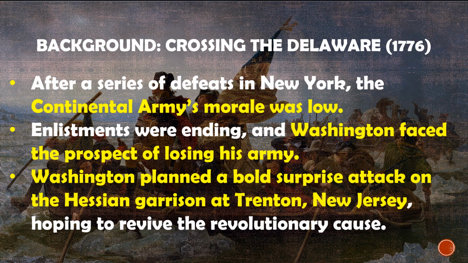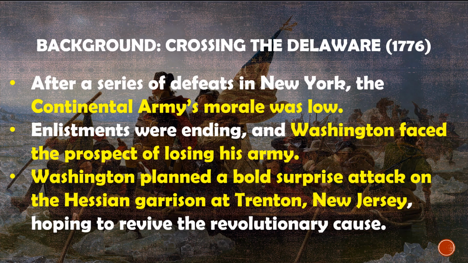So after the series of defeats, especially within New York, the Continental Army's morale was at an all-time low. At the end of the year, Washington faced the prospect of losing his whole army, because a lot of these soldiers signed year-to-year contracts, and many of those contracts were ending at the end of the year. So Washington had to come up with a bold strategy to motivate them to sign on for another year to fight for this war.